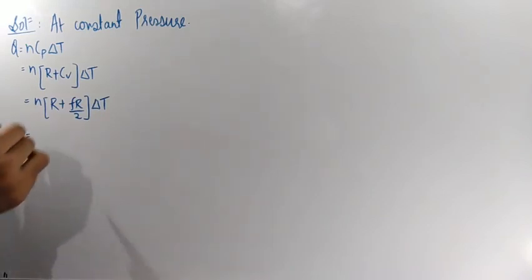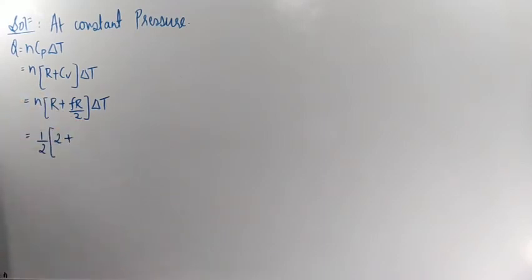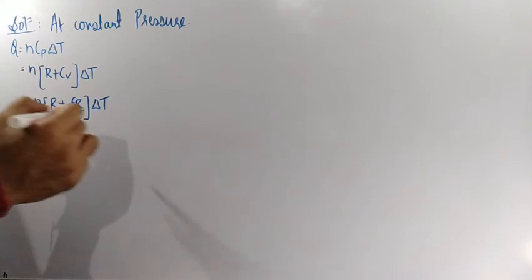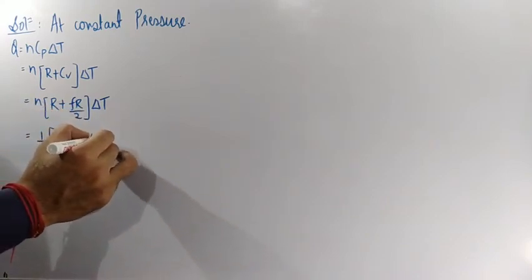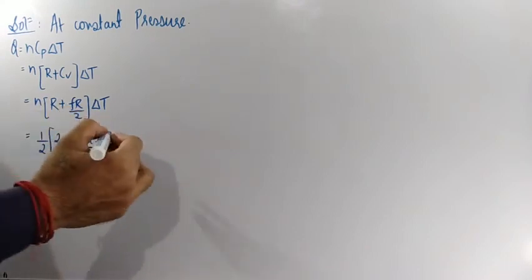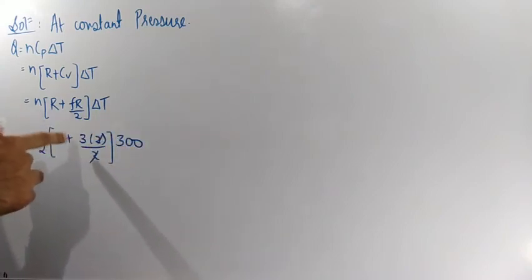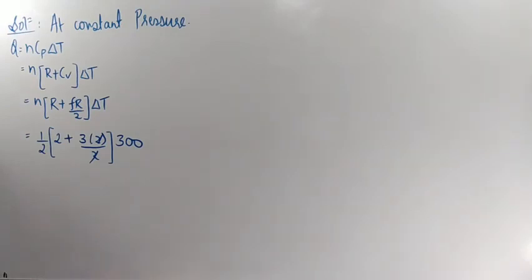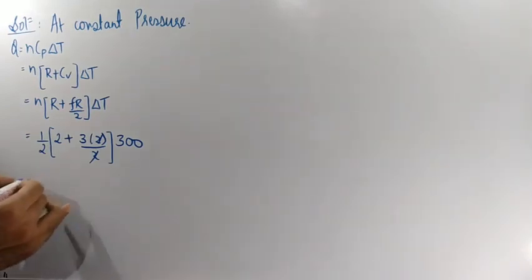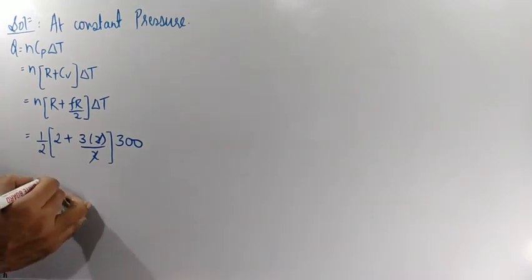Substitute the values. n is 0.5 mole, so it will be half inside the bracket. R is given as 2 calorie per mole, plus the f value. Helium is a monoatomic gas, remember. So the f value will be 3. R value 2 divided by 2, delta T value is 300, because 27 degrees Celsius to 327 means 300. So 2 will cancel. 2 plus 3 is 5. 5 into 300 divided by 2 means finally you are going to get 750 calorie.